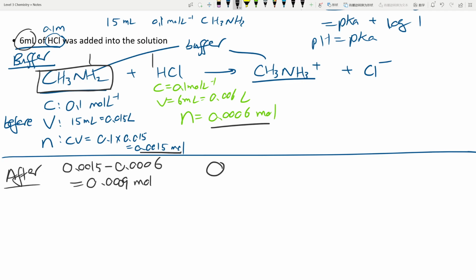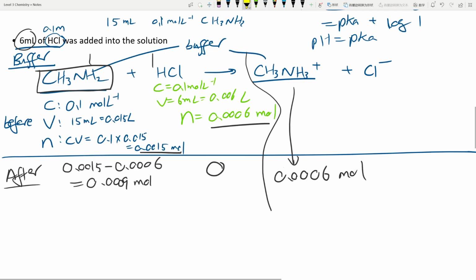And what did that become? What has that become? This has made 0.006 mole of this. Okay, because if you think about it, it takes 1 mole of that to react with 1 mole of that to make 1 mole of that. Yeah, so I have used 0.006 moles, I will produce 0.006 moles of that, and then I had the 0.0015 at the beginning. I spent this many to neutralize the HCl, I have this many left.